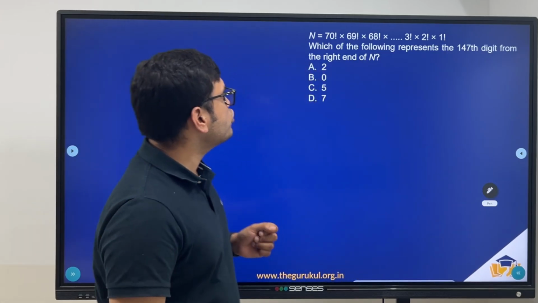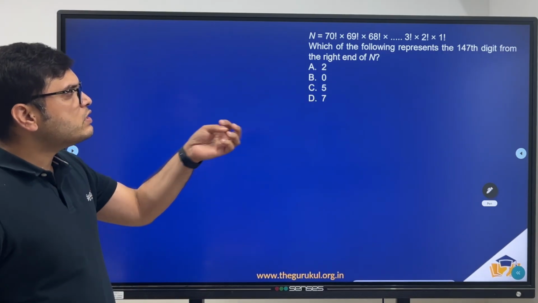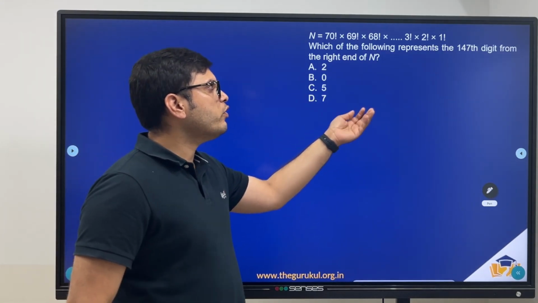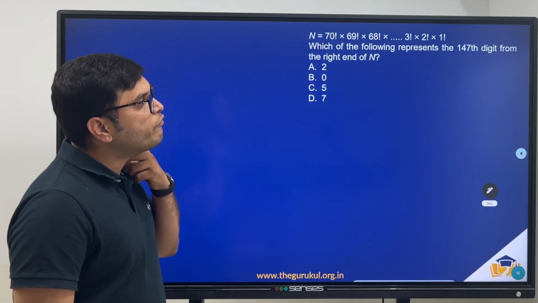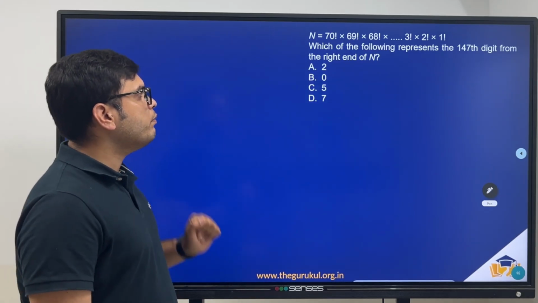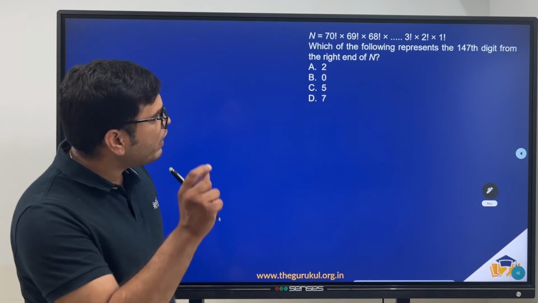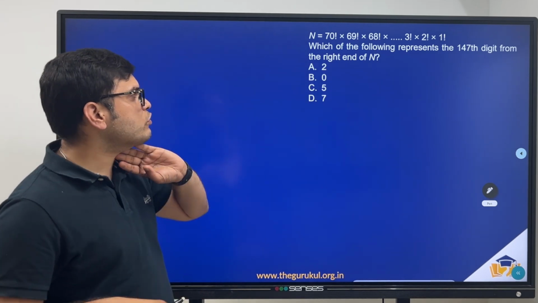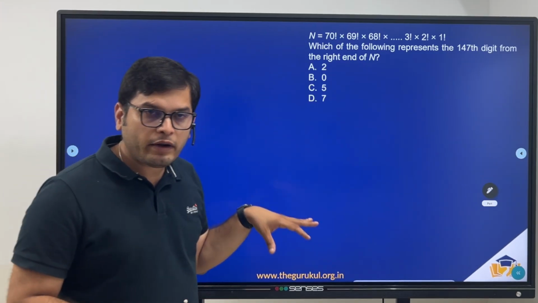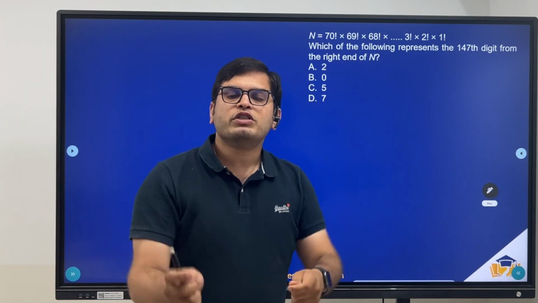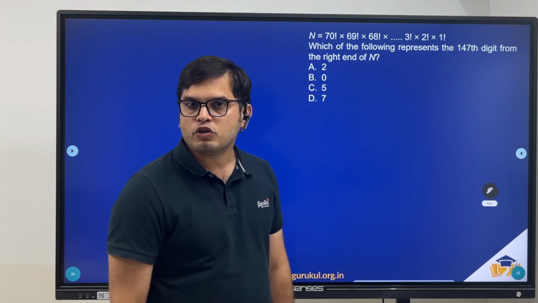Now coming to the second question, n is equal to 70 factorial into 69 factorial into 68 factorial into 3 factorial into 2 factorial into 1 factorial. Now which of the following represents the 147th digit from the right end of n? Now my hunch tells me that the answer for this question should be 0, because if it's some other digit, it's very difficult to find. But we need to check whether it's 0 or not to be 100% sure, right?